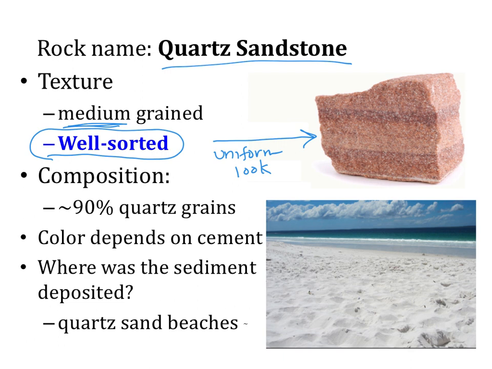You get color differences, but those are due to the cement. So the color can vary a lot. You can have white sandstones, white quartz sandstones, orange quartz sandstones, red quartz sandstones. Hematite cement will give you a red sandstone. Calcite or silica cement will give you a white one. There are some little clay minerals that will act as a cement and give you the yellow or orange.